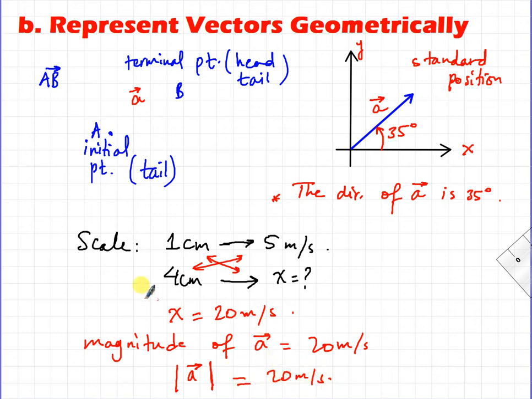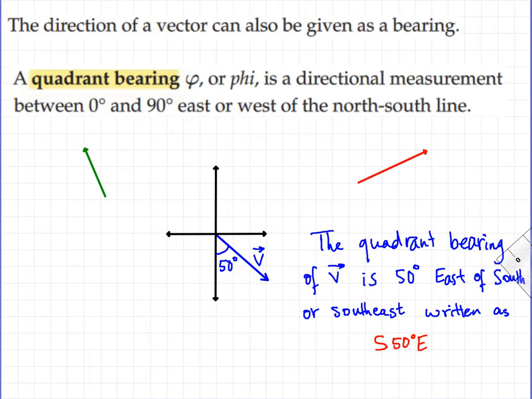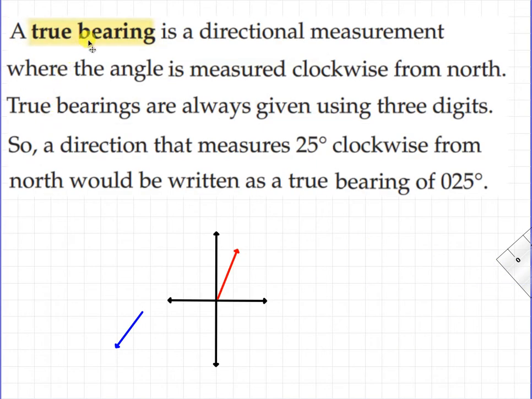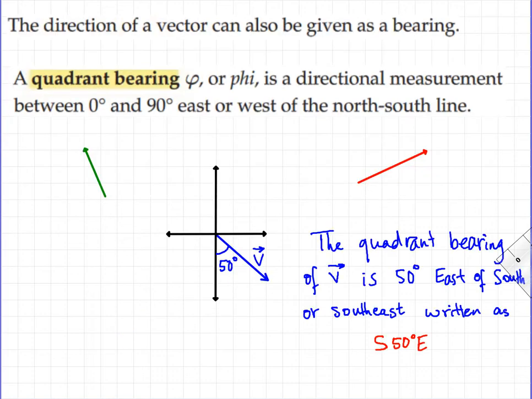Okay, now we talked about the direction when the vector is in standard form, but the vector could be in any other position other than the standard position. So how can we define the direction then? Here we have two other ways to describe the direction. The direction of a vector can also be given as a bearing: quadrant bearing number 1 and true bearing number 2. Let's see what each one means.